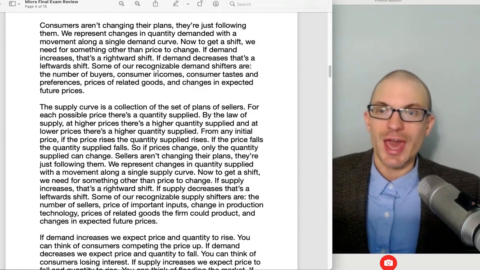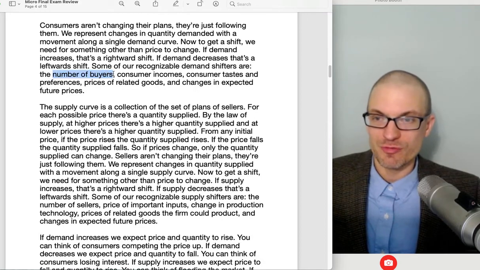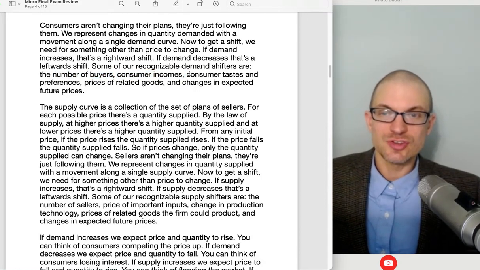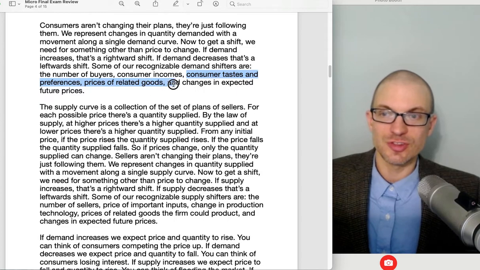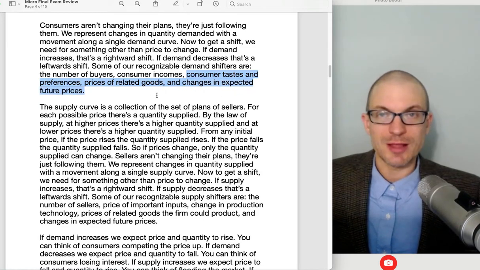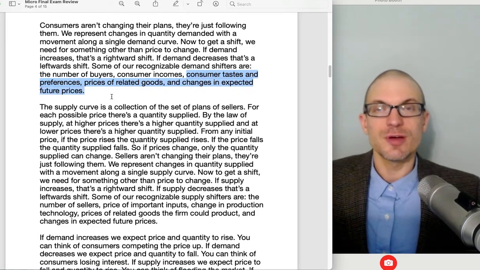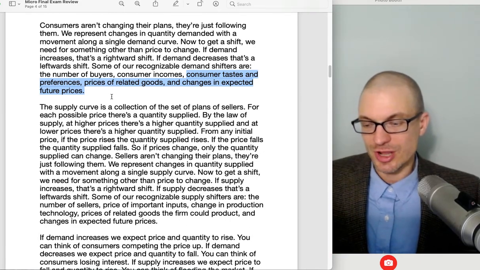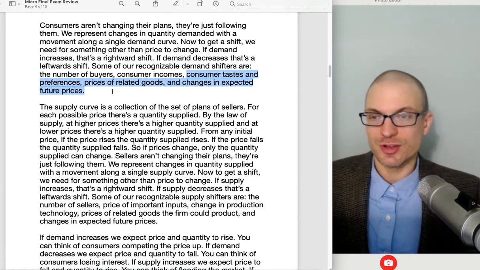It's the substitute that's changing. So anyway, if you have something like a change in the number of buyers, change in consumer incomes, change in consumer tastes and preferences, changes in the price of related goods, changes in expected future prices, now you've got something other than the price of the good changing, and so you can have a shift of the demand curve.